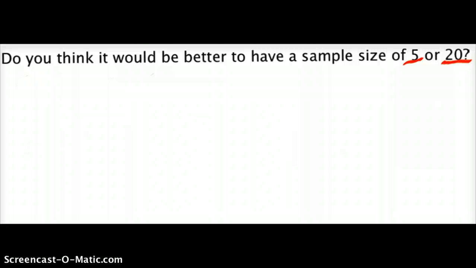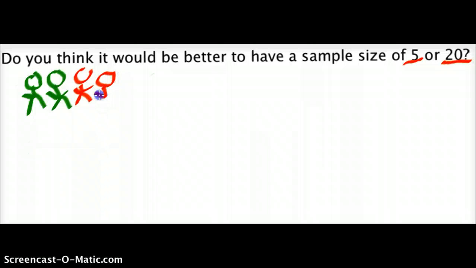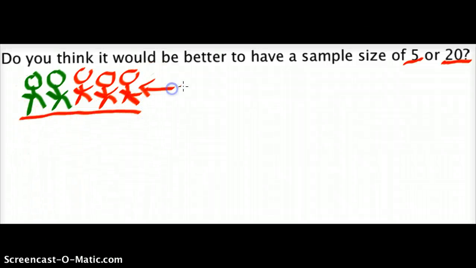Well, let's look at it like this. Let's say I want to test a new medication for, let's say, a headache. I test it first on 5 people. And for the first 2 people, the medication works. Then the next 3 people, the medication doesn't work. They feel worse now than they did even before the medication. So by looking at this sample size, you might conclude that it didn't work.